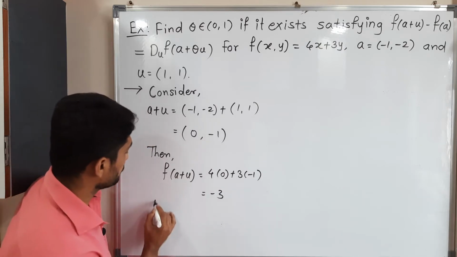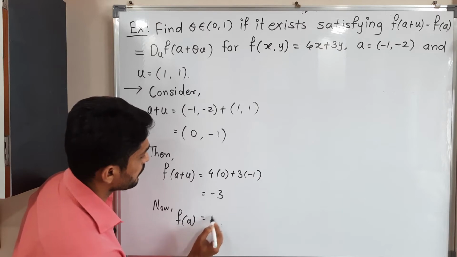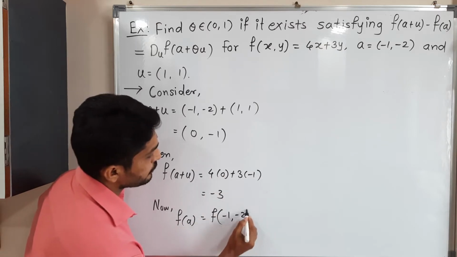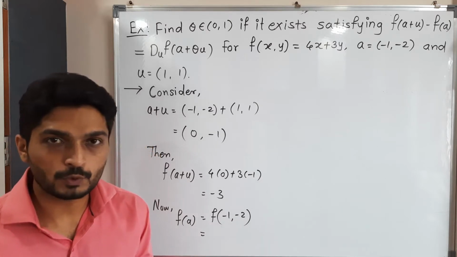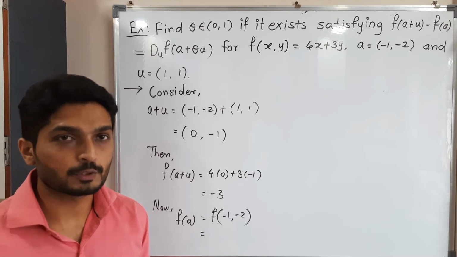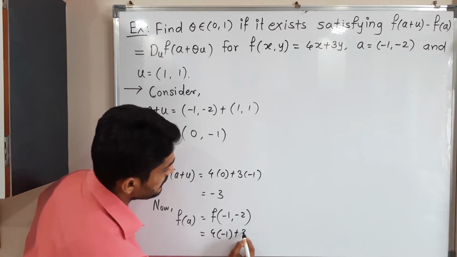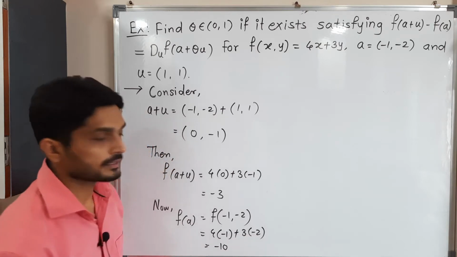Now f of a we want. What is our a? A is minus 1, minus 2. Let us follow the same definition. Our definition says 4 into the first component plus 3 into the second component. So this is 4 into minus 1 plus 3 into minus 2. So we will have minus 10.